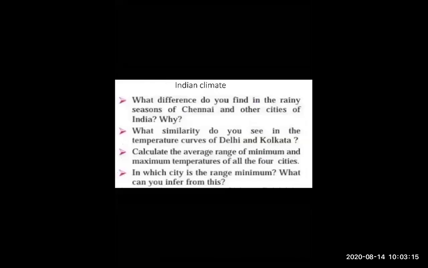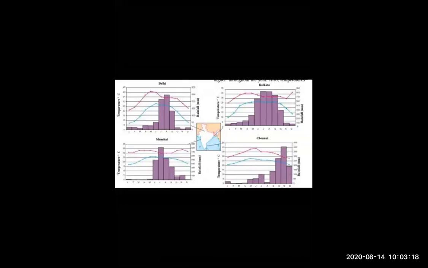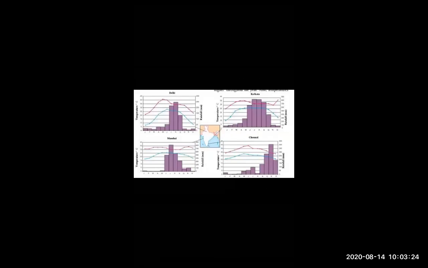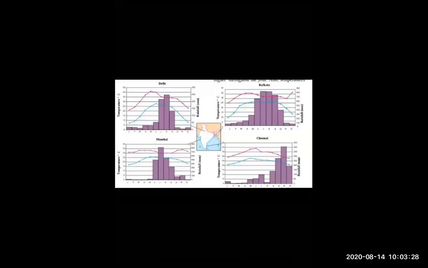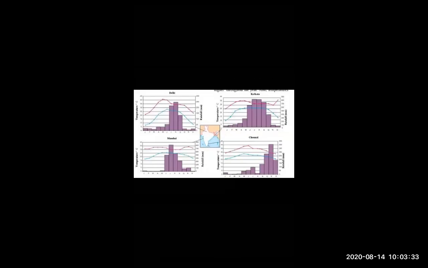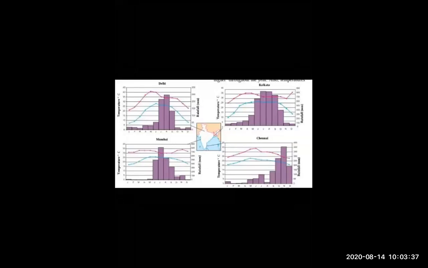Okay, so what is the difference between them? The difference is the month. In Chennai, the November month has more rainfall, and if you are talking about other states, the rainfall is more in July or August. But the exceptional case is Chennai. In Chennai there is always a huge rainfall in November.